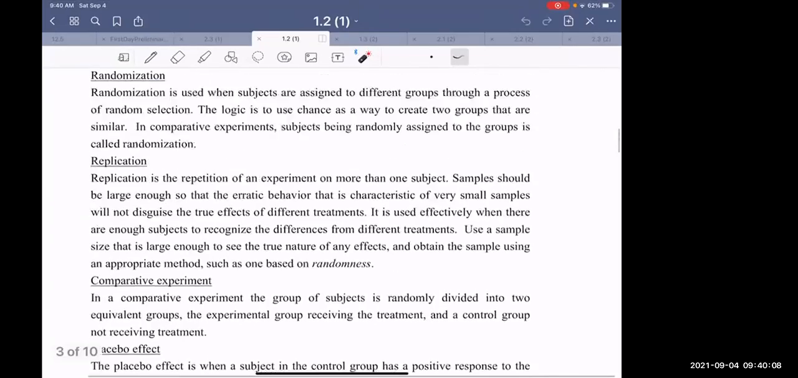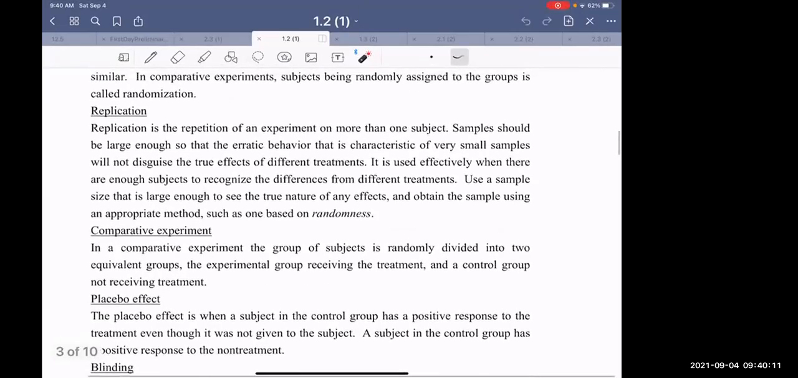Replication. In comparative experiments, subjects being randomly selected and randomly assigned to groups is called randomization. Replication is the repetition of an experiment on more than one subject. Your samples should be large enough so that erratic behavior is minimized.